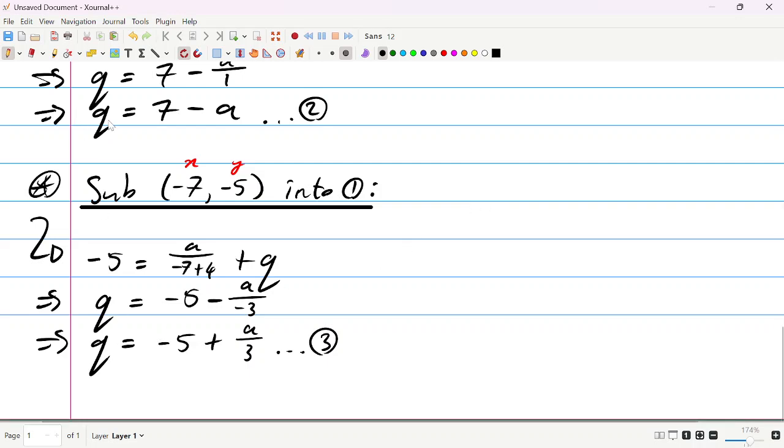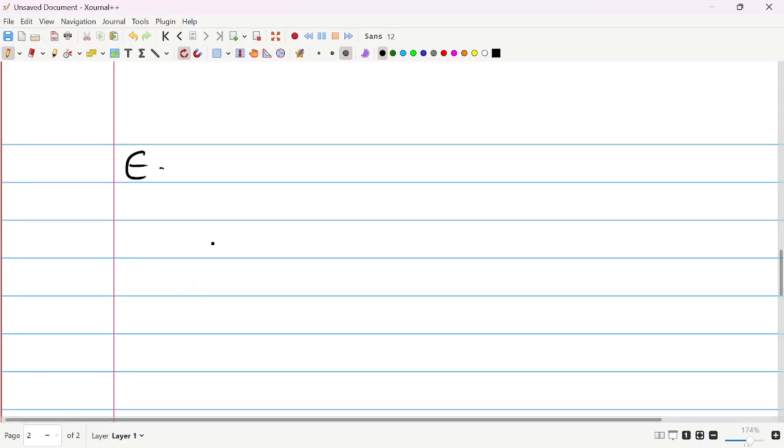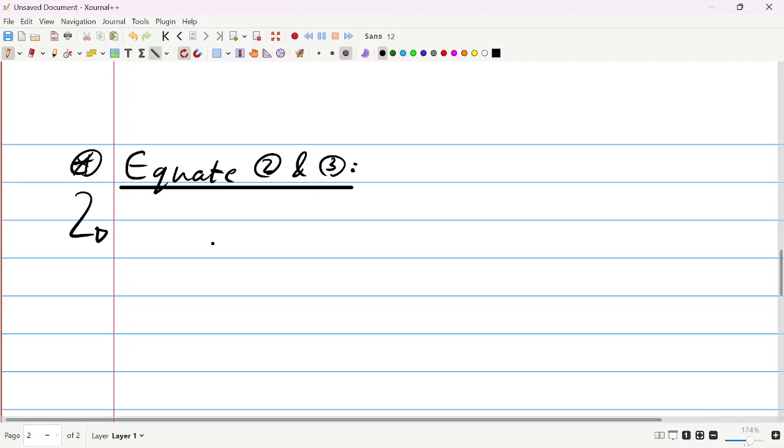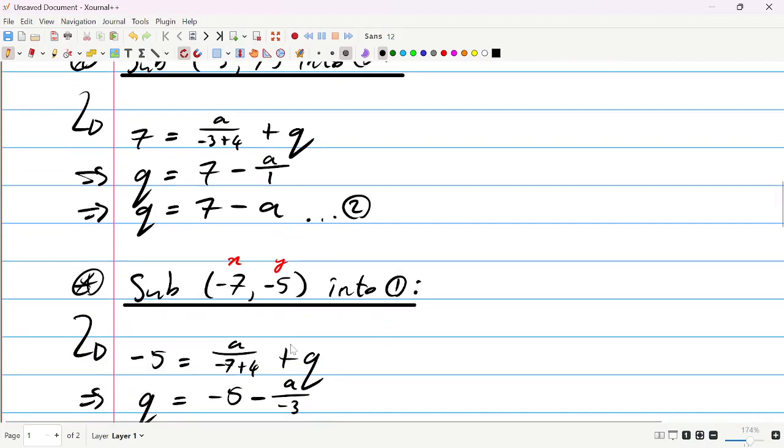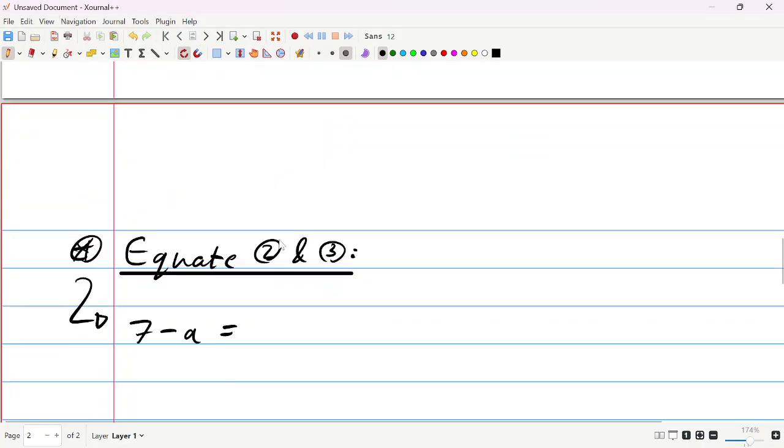And now that we have 2 equations in the form of q equals, we can let them equal each other. Okay, we use the q equals q method, such that on the next page, we are going to tell the person we're going to equate 2 and 3. We're going to equate 2 and 3. And then what it's going to look like is q equals q, which is just going to be 7 minus a on the left hand side for this one is equal to, what's the other one? -5 plus a over 3.